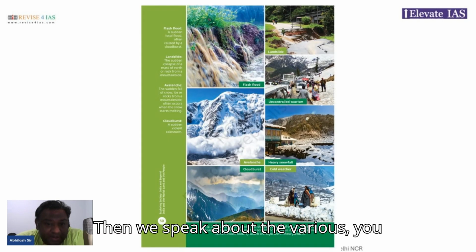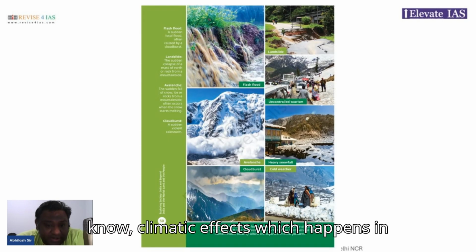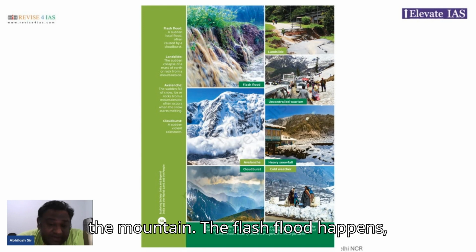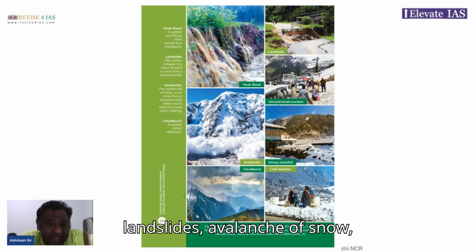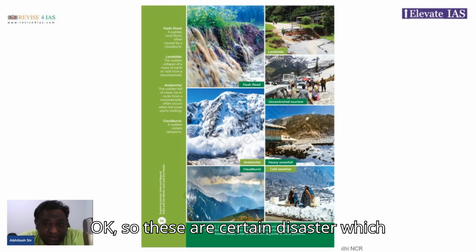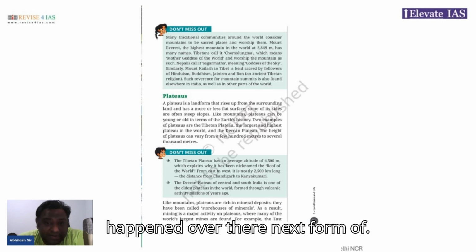Then we speak about the various climatic effects which happen in the mountains. Flash floods happen. You would have heard about the Uttarakhand landslides, snow avalanches, and cloudbursts, the Ladakh cloudburst or the Kedarnath cloudburst. So these are certain disasters which happen over there.